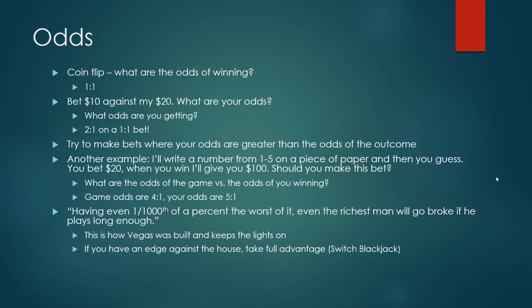So if you have an edge, if you ever are in a situation, I should probably turn the mic off for this one too. If you ever have a situation where you get an edge against the house in Vegas, take full advantage. This is like if they offered you 60 to 40 odds and you had the 60% in blackjack, you should take it and you should put as much money down as you possibly can to take advantage.